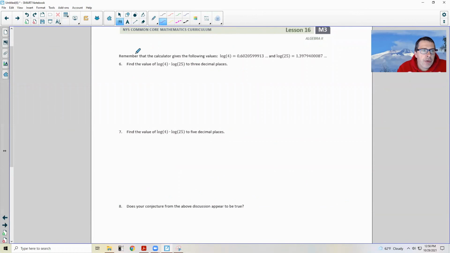Okay, so this page says, remember that the calculator gives the following values for the log of 4 and log of 25. Find the value of log 4 times the log of 25 to 3 decimal places.